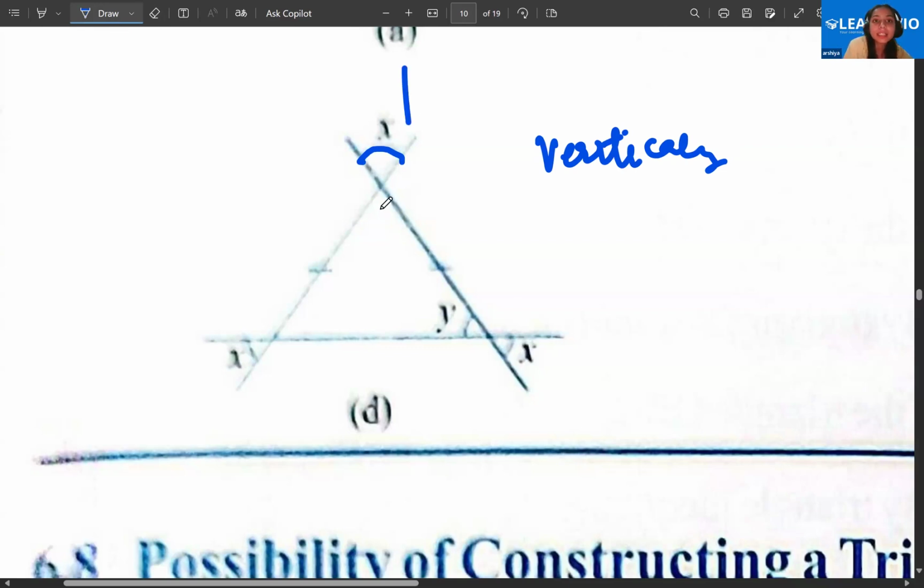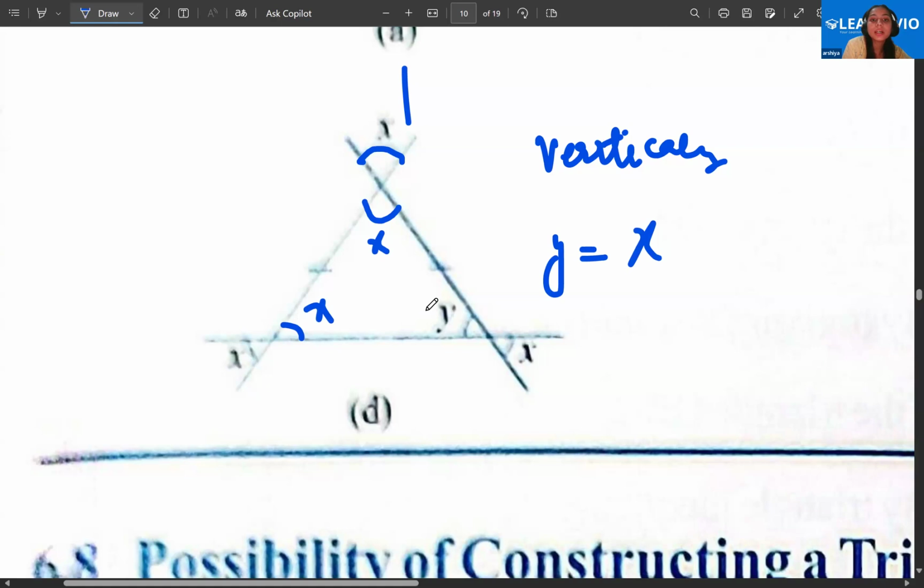So can I bring that inside? Yes, these are vertically opposite angles. So if this angle is x, this is also x. Now what about y? Y and x are vertically opposite, so what does that mean? That y is equal to x. So now you have three x's on the inside.